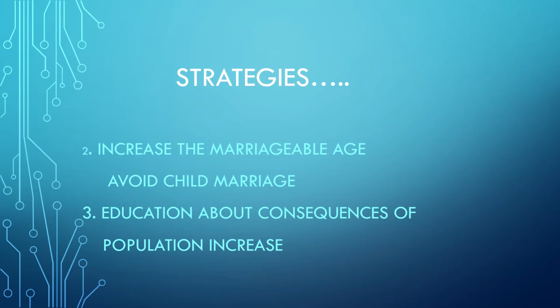The third strategy is education about the consequences of population increase. We have to make the people of India aware, as we have the second largest population. Increased population somehow leads towards poverty because we have limited resources. If these limited resources are spread over a huge population, then each and everyone is unable to survive on them. We have limited food, limited shelter, limited resources. So we have to educate the people to control the population.